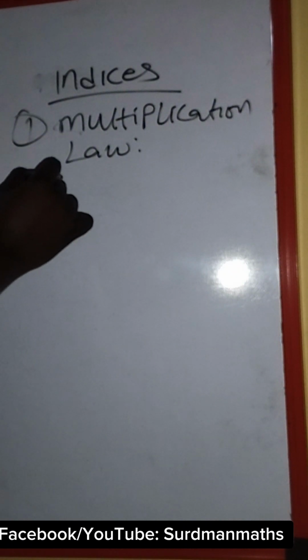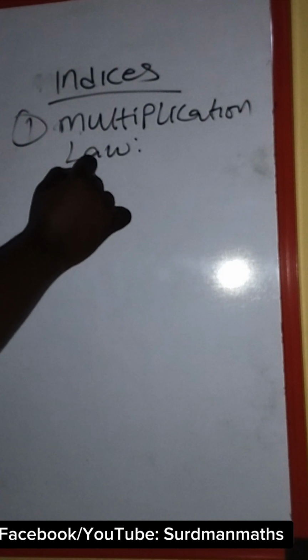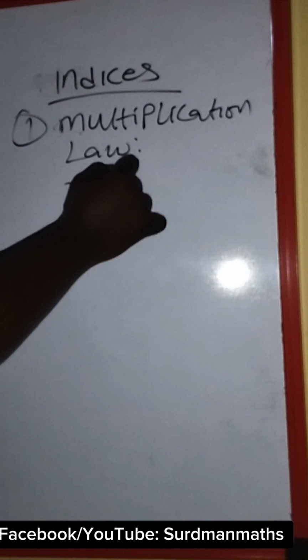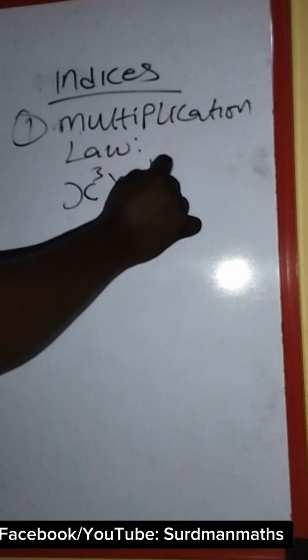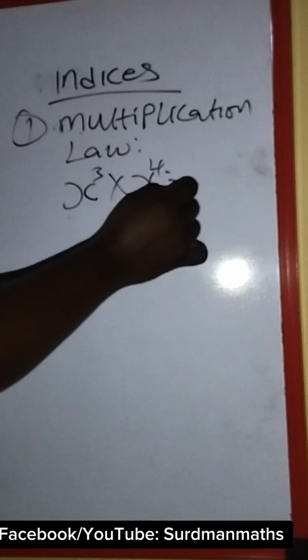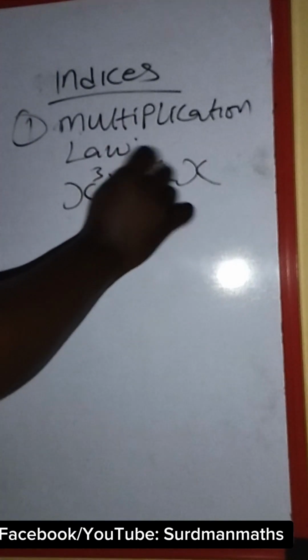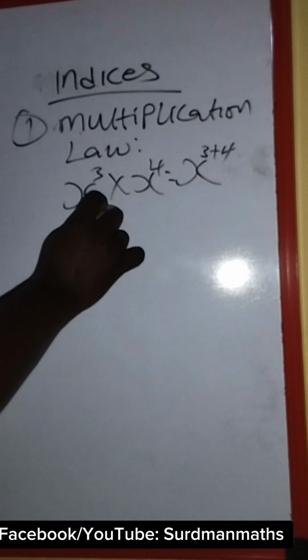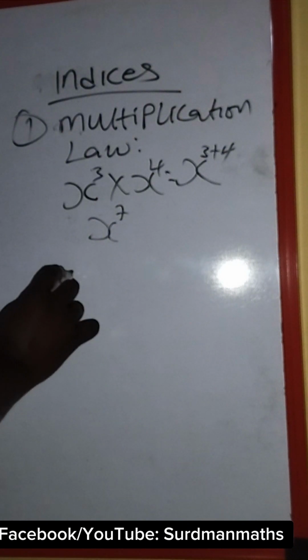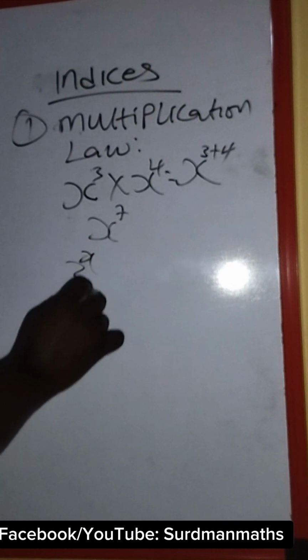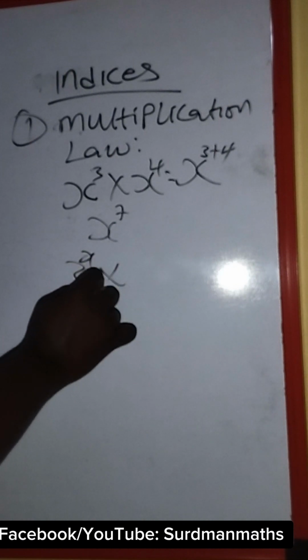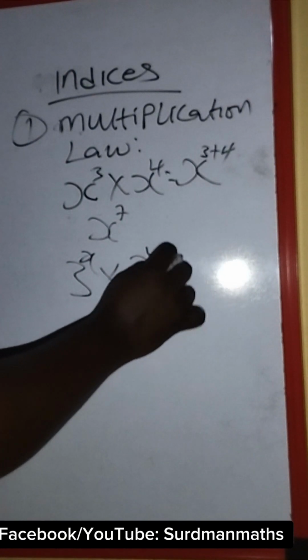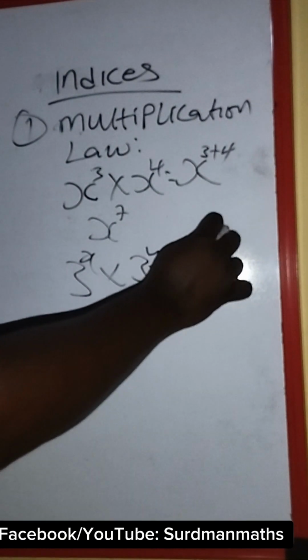So we have x raised to power 3 times x raised to power 4. What do we do here? The multiplication law tells us we bring out one of the base and add their powers, which will give us 3 plus 4. So we're going to have x raised to power 7. Let's say we have 3 raised to power x times 3 raised to power y, which is going to be 3 raised to power x plus y.